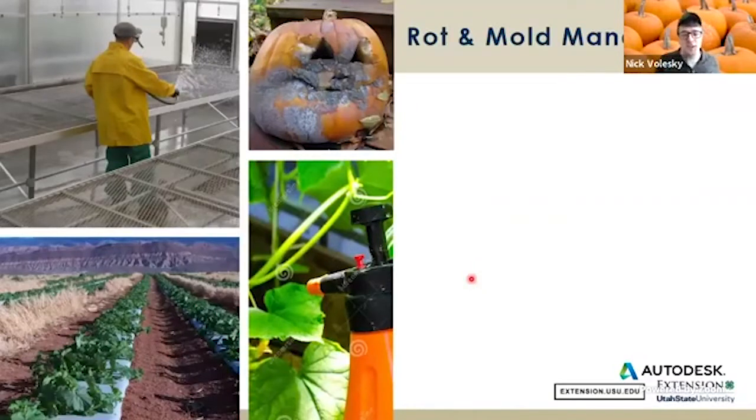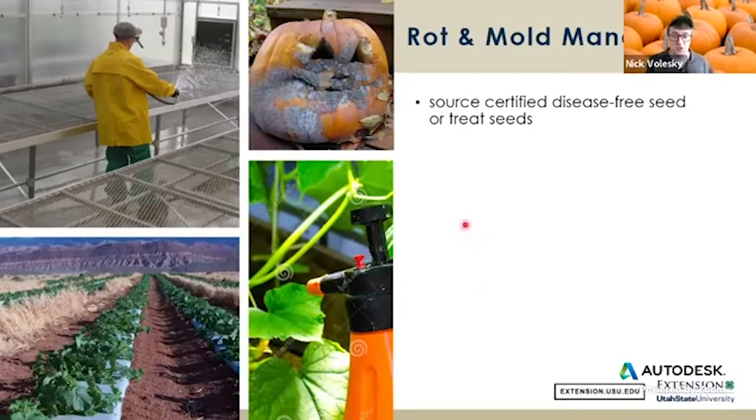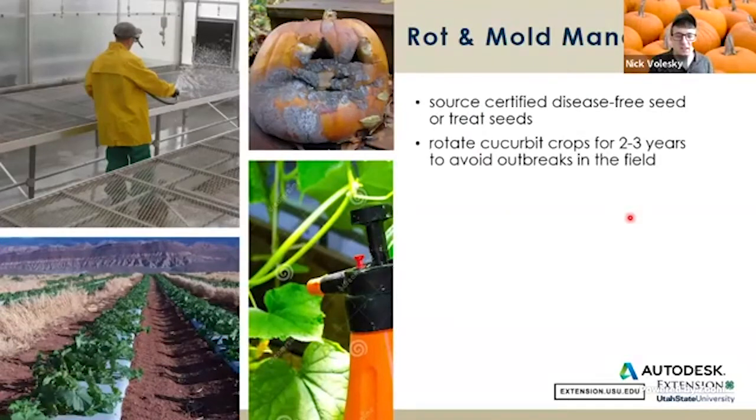So how can we manage all these rots and molds? Again, the first thing is to source certified disease-free seeds, or you can find ones that are pre-treated with a fungicide. You want to rotate your cucurbit crops every 2 to 3 years to avoid outbreaks in our fields.